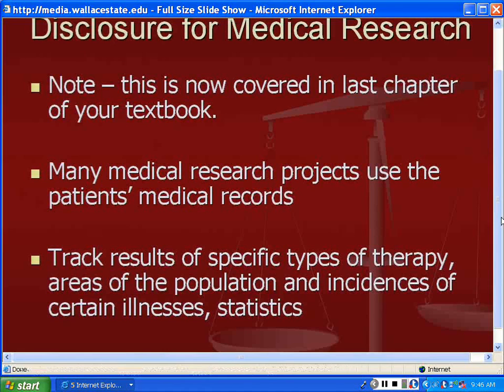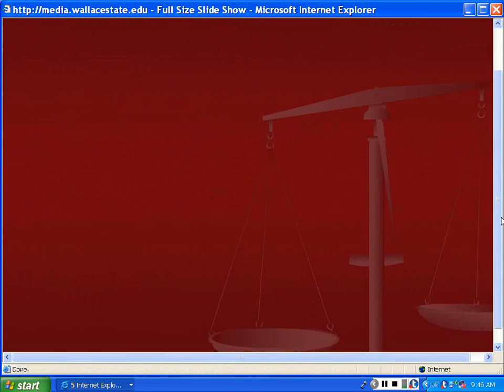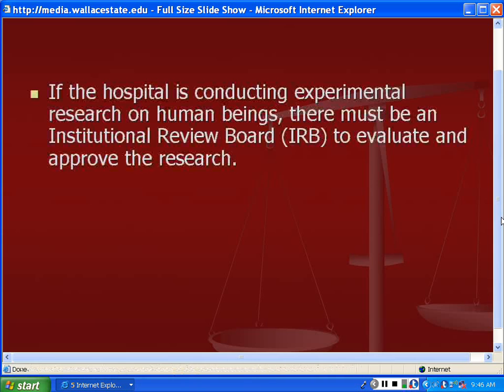But if the hospital is conducting experimental research, there's two different kinds. There's research when you look back on what was done. One patient had one treatment versus another, or a particular area where patients tend to have certain diseases. You're looking at those types of things, or the researchers are, as opposed to a hospital actually conducting experiments on human beings. There has to be, in that case, an institutional review board, what's called an IRB, to evaluate and approve the research.